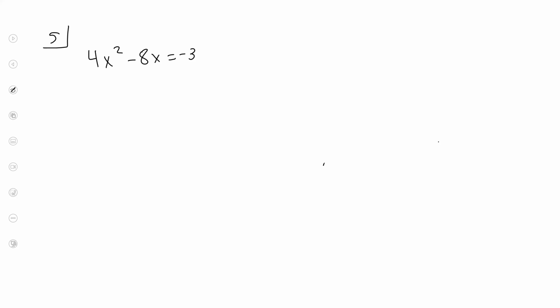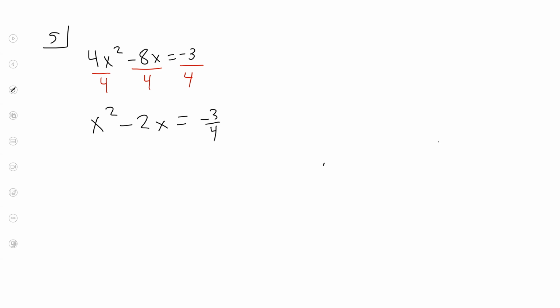Okay, so I just wanted to go over this one. I'm getting a lot of questions on it. The first step is we're going to divide everything by 4. So what we're going to get is x squared minus 2x equals -3/4.